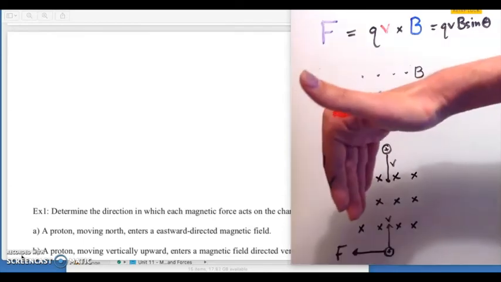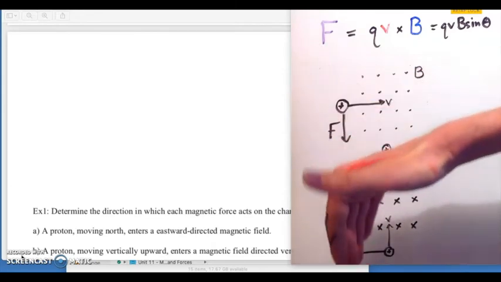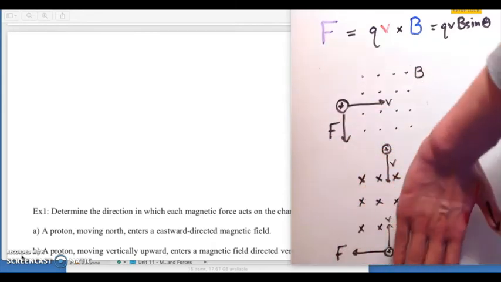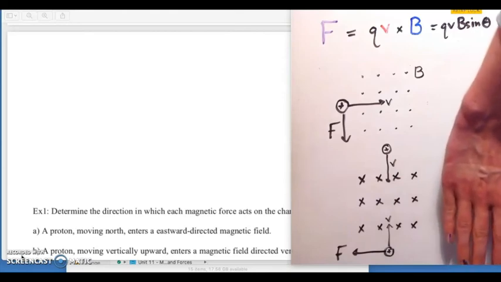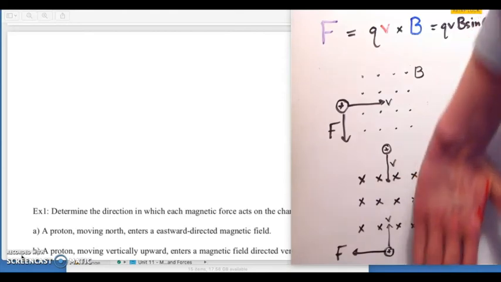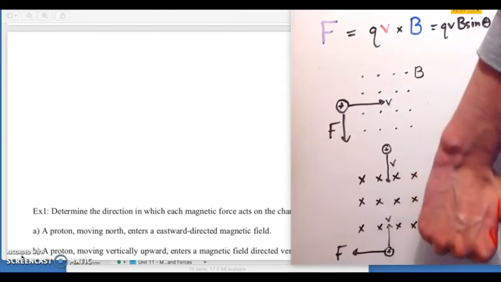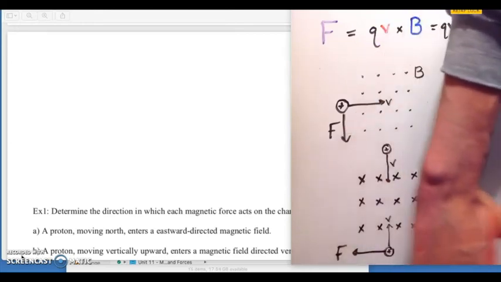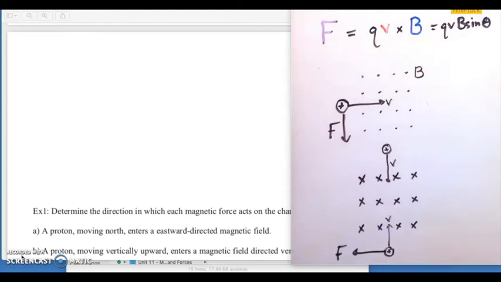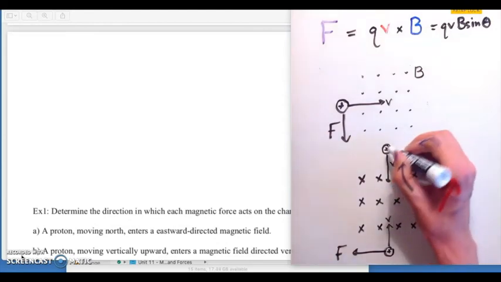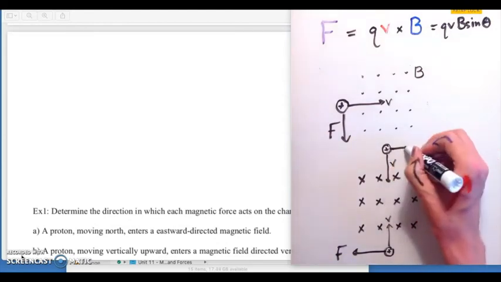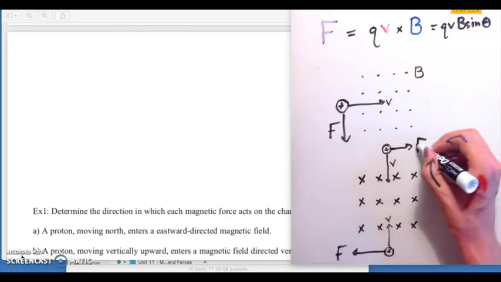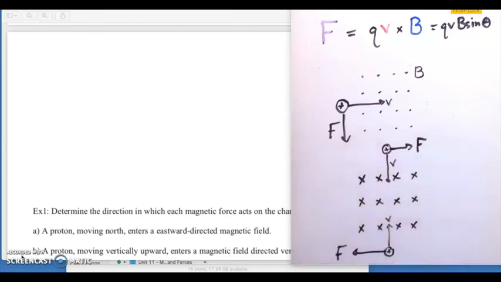The other one, let's see. So if V is that way and B is into the page, I have to orient my hand like this. V is that way. B is into the page. And I now have a force which is to the right. So because their velocities were in opposite directions, those two protons experienced forces in opposite directions.